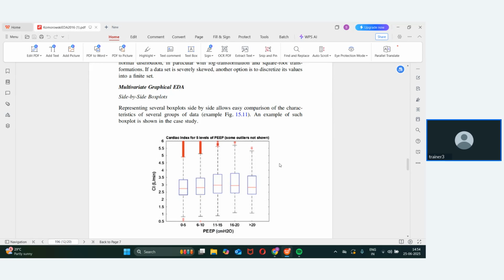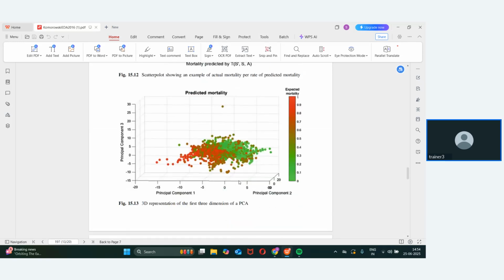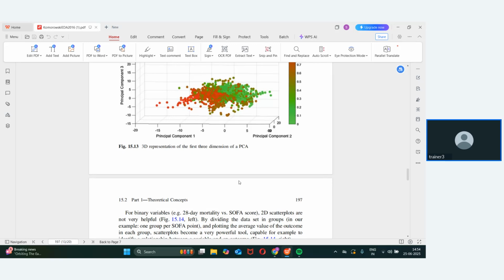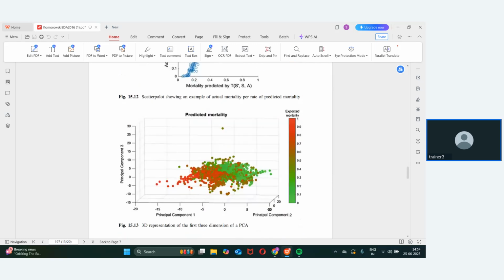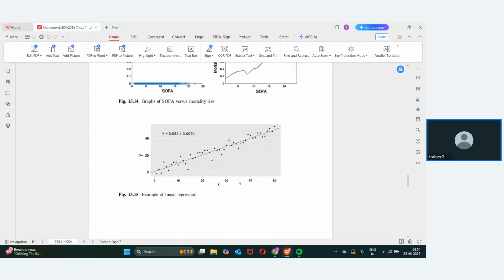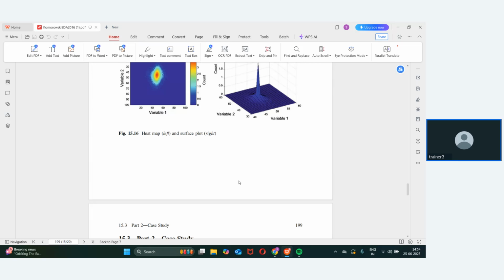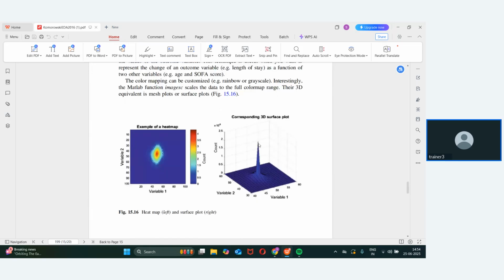Next we have graphical multivariate EDA. Under this, there are also several techniques. What are they? Side by side box plots, scatter plots, and then PCA, as I have just mentioned. Next, curve fitting, heat map, and this is a surface plot.